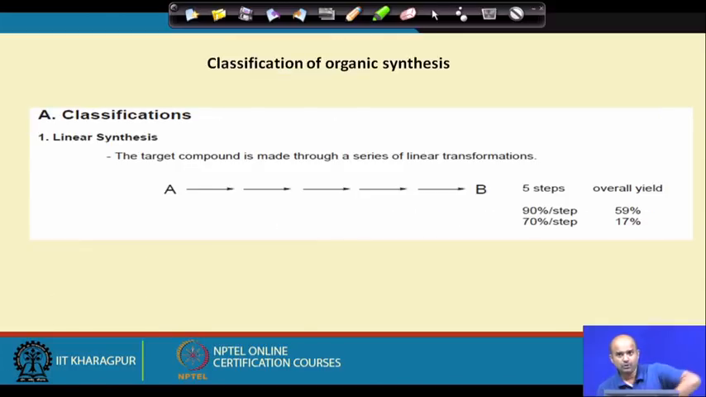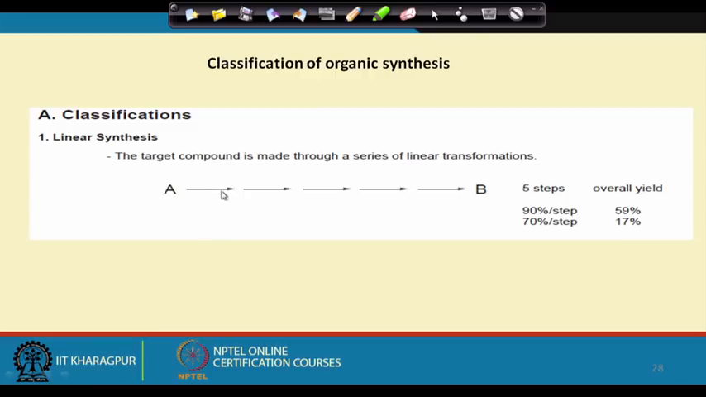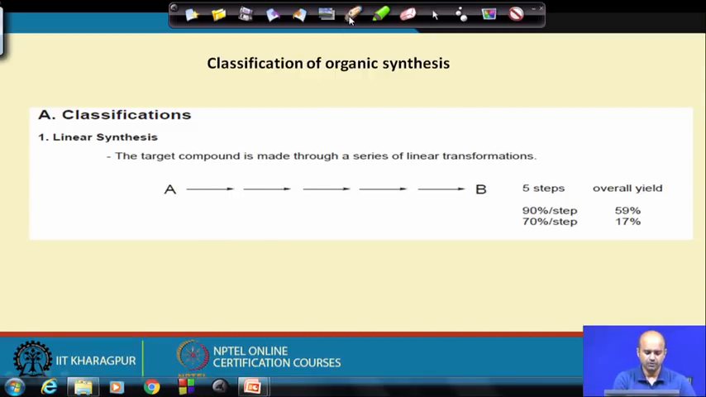As I said, we will try to give you a little bit of classification. Organic synthesis is classified in several ways. The first one is linear synthesis. Probably we will stop here for today's discussion. Linear synthesis means that you start with the reagent or starting material A and keep on doing linear steps. So, 5 steps we said here, 1, 2, 3, 4, 5, that gives you the target molecule.